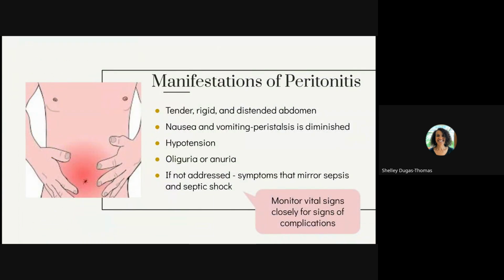So, some manifestations include a tender, rigid, and distended abdomen, diminished peristalsis leading to nausea and vomiting, and systemic symptoms include hypotension, oliguria, and anuria. And the progression, if untreated, may develop into signs of sepsis or septic shock. And you want to make sure you monitor vital signs closely for signs of these complications. Of course, that would include possibly tachycardia, increased respiratory rate.